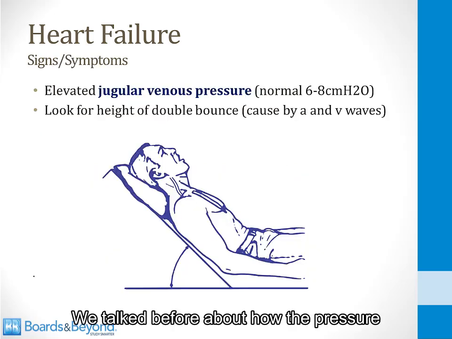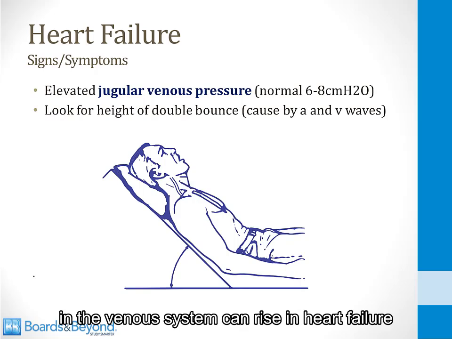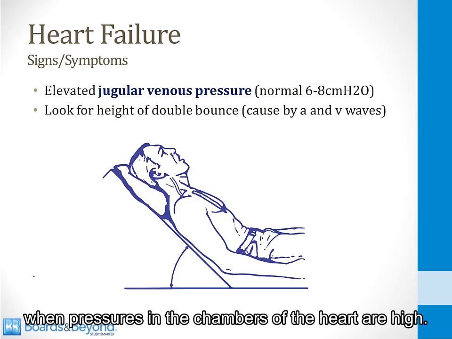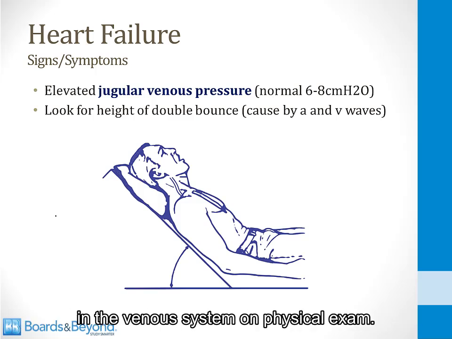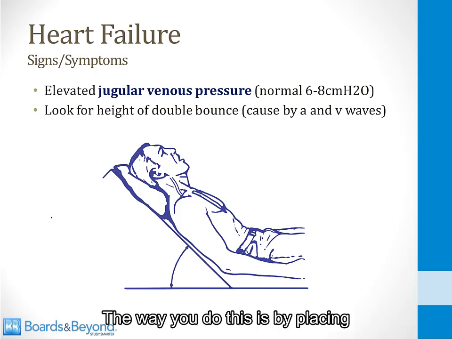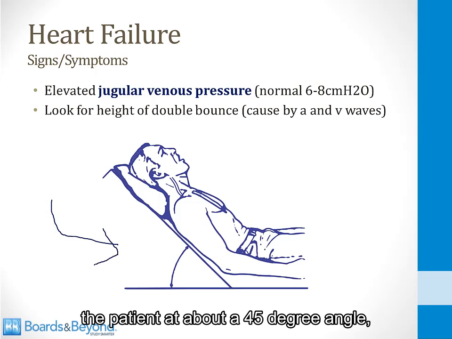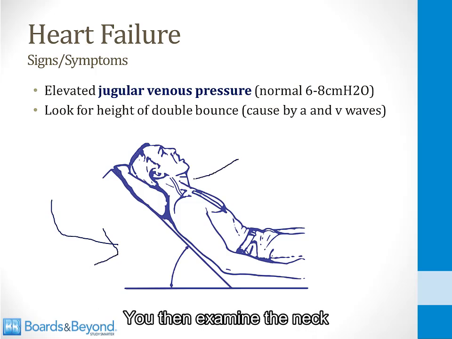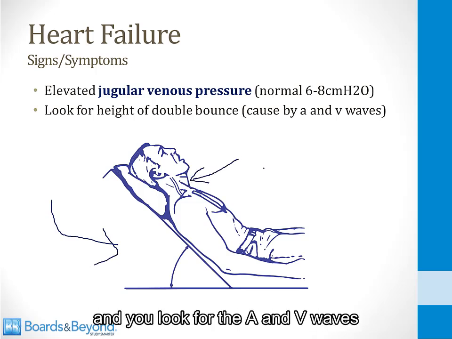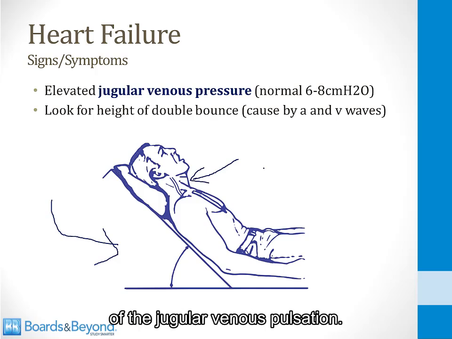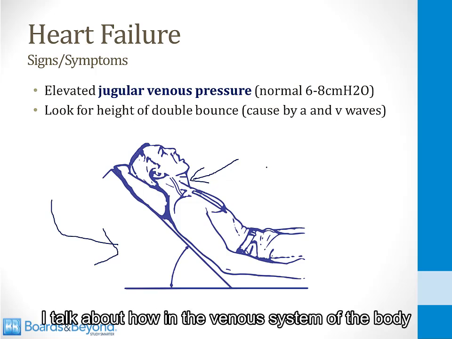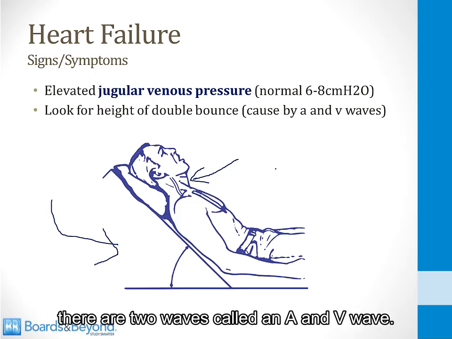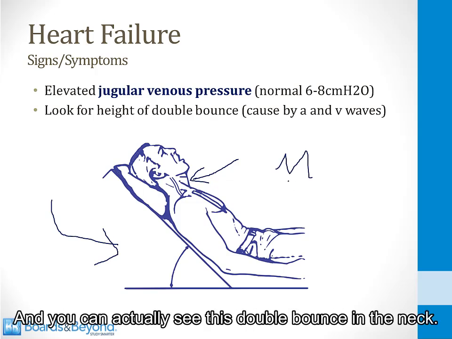We talked before about how the pressure in the venous system can rise in heart failure when pressures in the chambers of the heart are high, and you can actually estimate the pressure in the venous system on physical exam. The way you do this is by placing the patient at about a 45-degree angle like I've shown on the screen here. You then examine the neck and you look for the A and V waves of the jugular venous pulsation. In another video on venous pressure tracings, I talk about how in the venous system of the body there are two waves called an A and V wave, and you can actually see this double bounce in the neck.